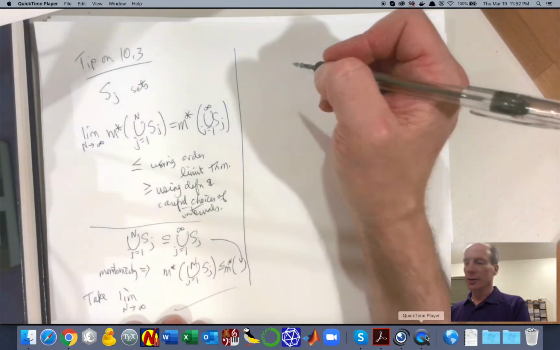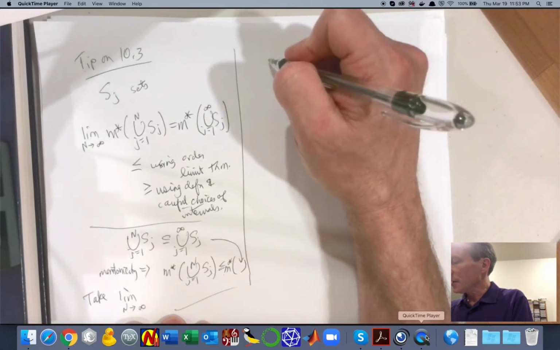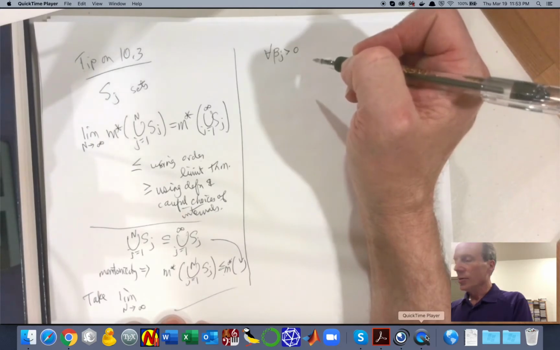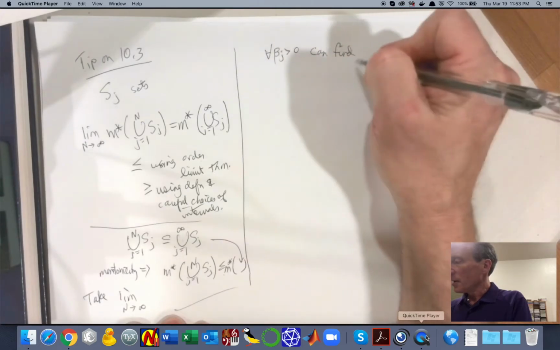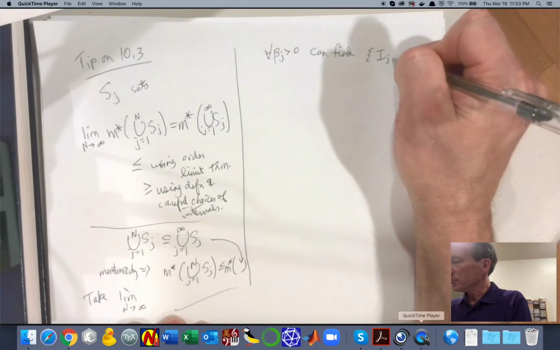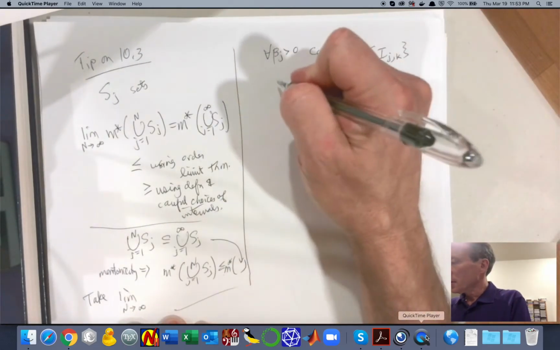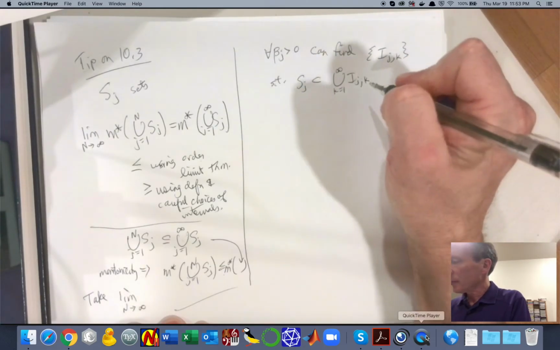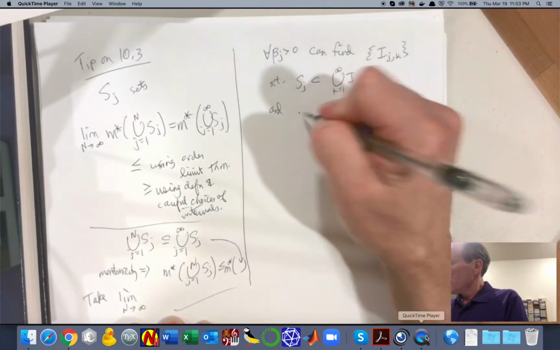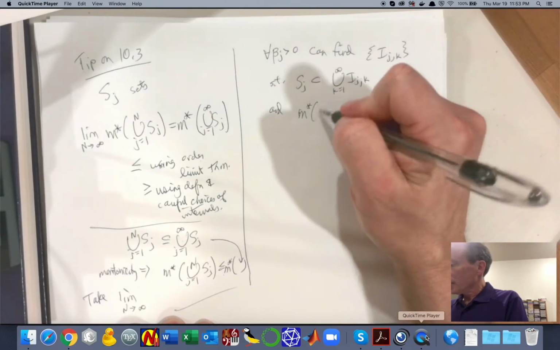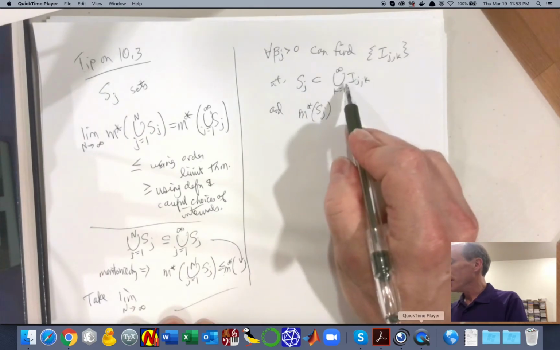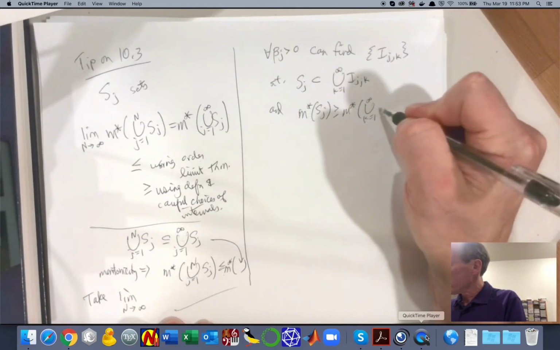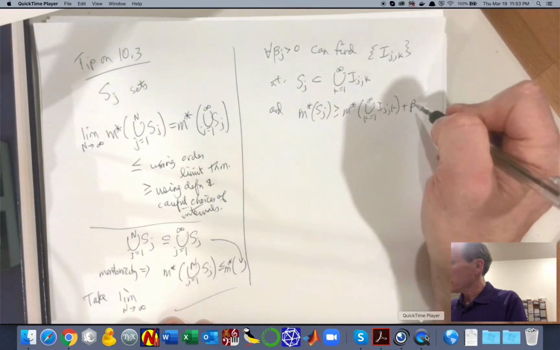But then the second part is a little bit trickier, and you just have to use the fact that for all beta j greater than 0, I'm using a j because it depends on j, you can find a collection of intervals, I'm going to put Ijk, such that Sj is inside the union over k of Ijk, and the measure of Sj, well, it's less than that measure, but it's greater than or equal to the measure of this guy plus beta, or minus beta, sorry.